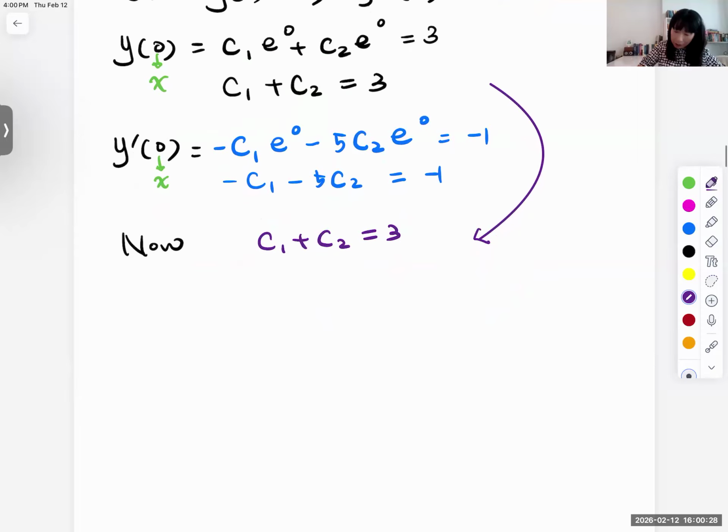And we have negative c sub 1 minus 5 c sub 2 equal to negative 1, right?